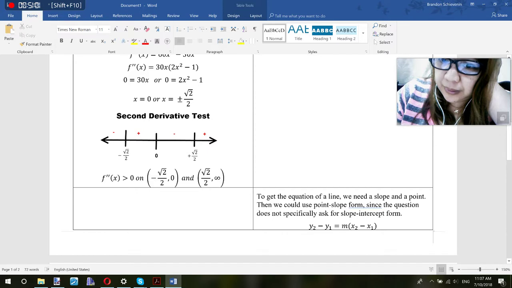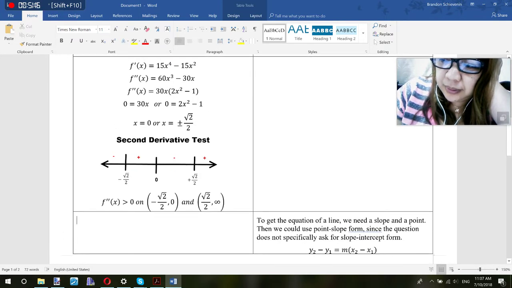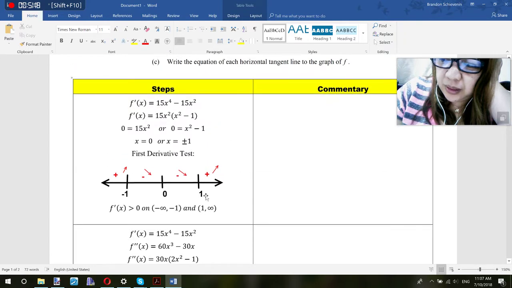Okay, so to use point slope form, I need one point, x1, y1, and the slope at that point. Can I use a 1 and 0 and negative 1? Right.